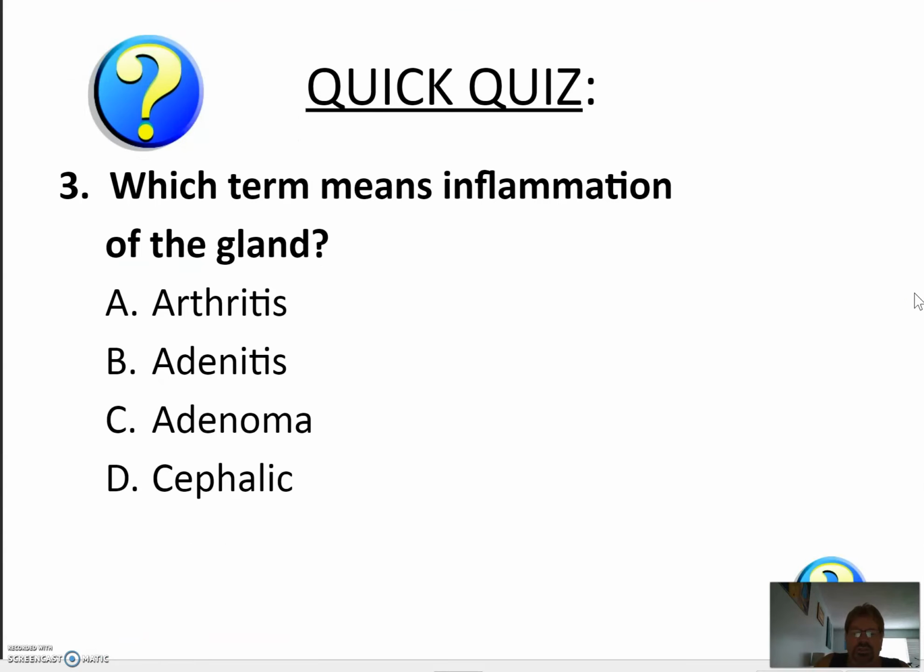Quick quiz. Which term means inflammation of a gland? Well, what's the root word for gland? Can everybody say adeno? So is it adenoma? What does the suffix oma mean? It means a tumor. Is a tumor inflammation? Not necessarily. What's the root word for inflammation? It's itis. So is it arthritis? No, arthro means joint. Arthritis is in a joint. On the other hand, adenitis, that's it. Why? Well, because adeno is the word for gland and itis is inflammation. So bingo, the answer is B.